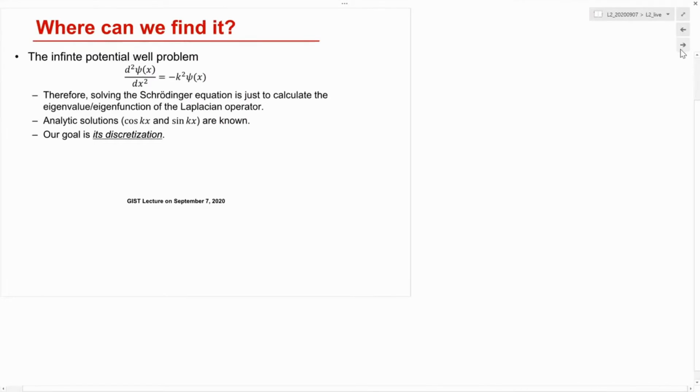Then where can you find it? In the previous lecture, lecture 1, we studied the analytic solution of the infinite potential well problem. The original form itself looks like this.